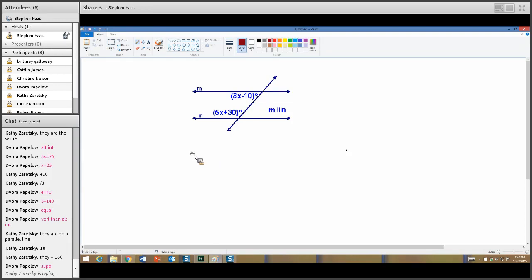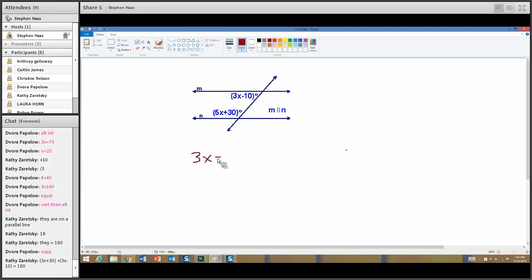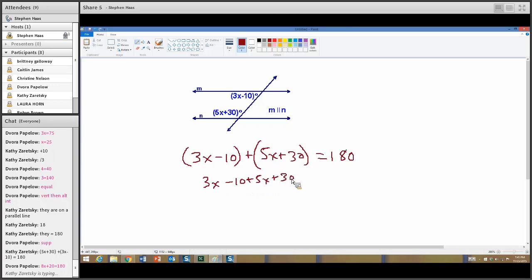So we can write this as 3x minus 10, oops, not 12. Really, technically speaking, you should really put it in parentheses, plus 5x plus 30 equals 180. Now, in this case, I can just open the parentheses because adding a parentheses is the same thing as just adding all of the component parts of it. So here we can just open the parentheses and say 3x minus 10 plus 5x plus 30 equals 180.